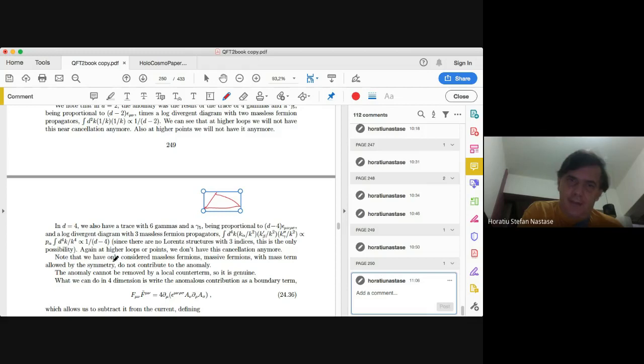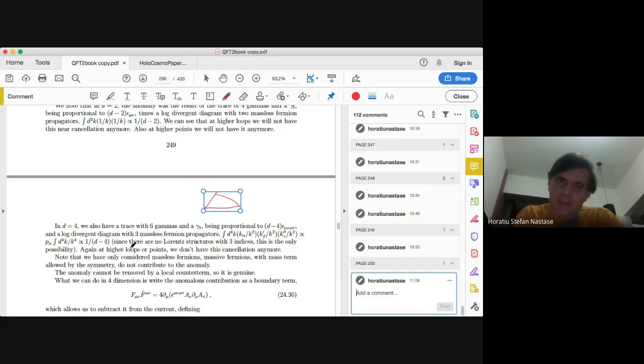So again, I have the same cancellation with d minus 4 from the trace and 1 over d minus 4 from the triangle Feynman diagram. And then this epsilon mu rho sigma. And then again, by gauge invariance, this is supposed to be contracted with f mu f rho sigma.